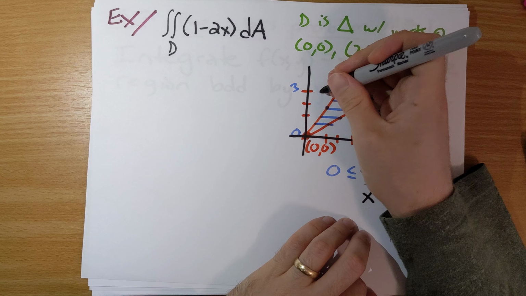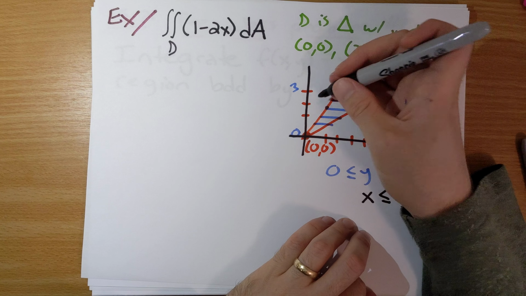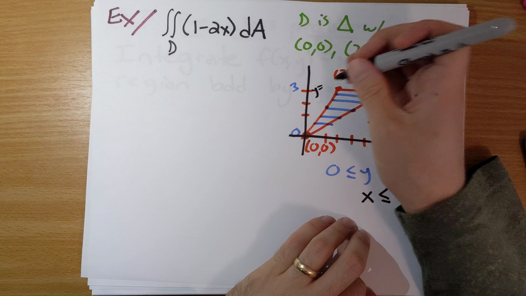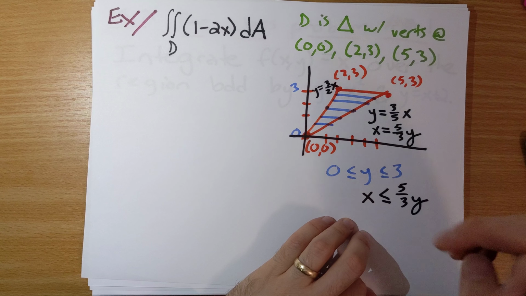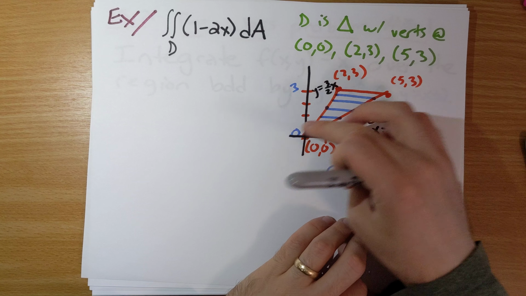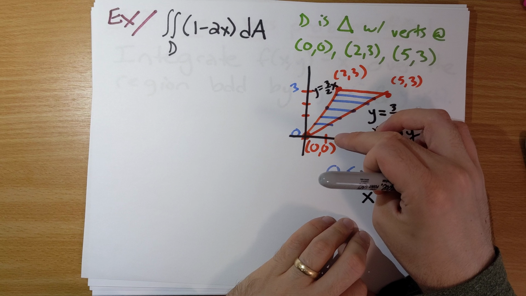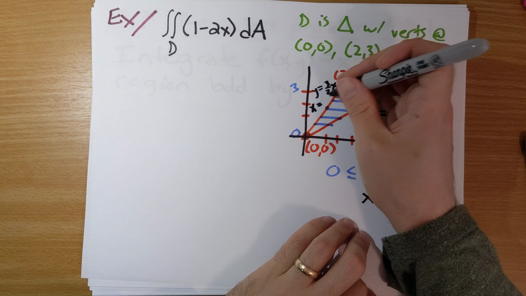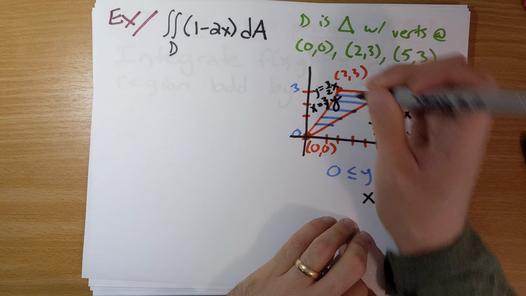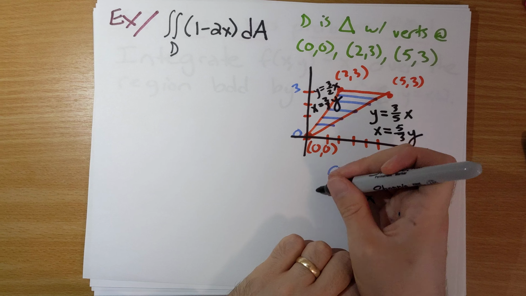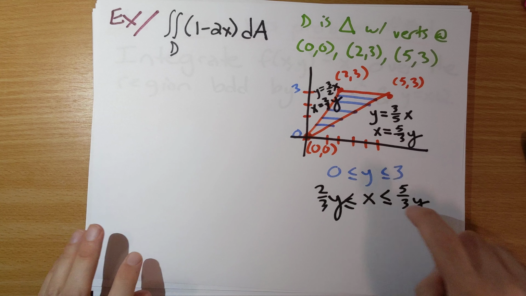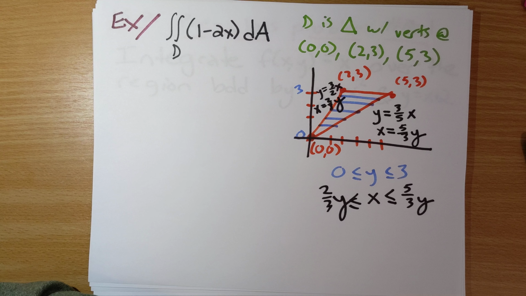Similarly, this line right here is y is equal to 3/2 x. The line goes through the origin, and the slope is: x goes over 2, y goes up 3, so 3/2. But this gives x is equal to 2/3 y. And so these are our bounds here on x.